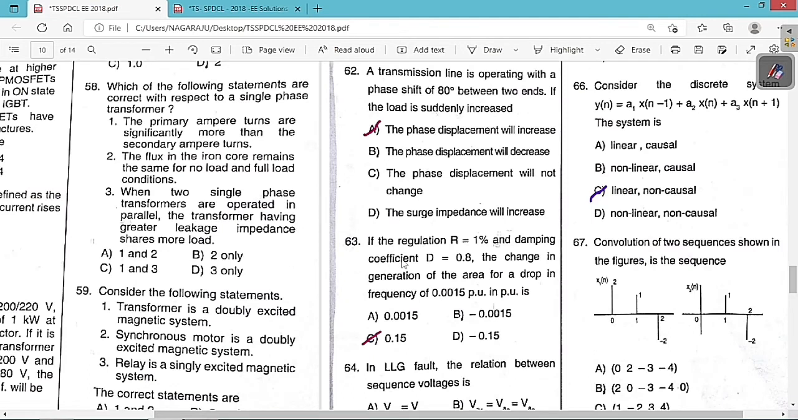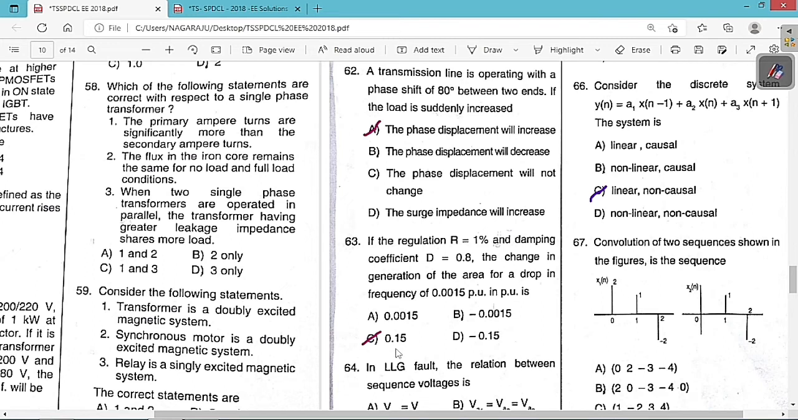Now we are going to solve another question. See the question here. If the regulation R is equal to 1% and the damping coefficient D is equal to 0.8, the change in the generation of the area for a drop in frequency of 0.0015 per unit is. So the regulation R is equal to 1%, which in per unit is 0.01 per unit, and the damping coefficient D is equal to 0.8. We need to figure out the change in generation of the area.